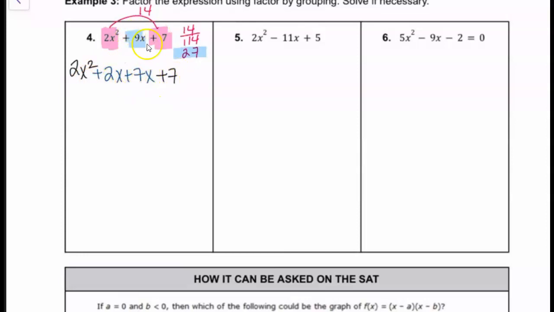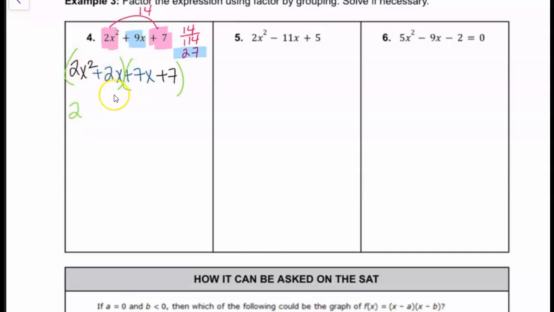I just have rewritten the 9x into two separate expressions that still add up to be 9x, but I do that because I want to do my factor by grouping part. So I want to put the parentheses around my first two terms and the parentheses around my second two terms. And then you ask yourself, okay, what number goes into both 2 and 2? Well, 2. So 2 is the greatest common factor.